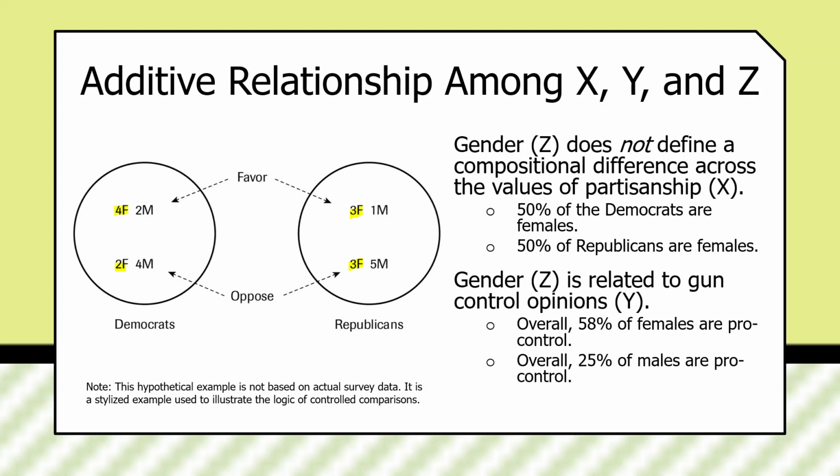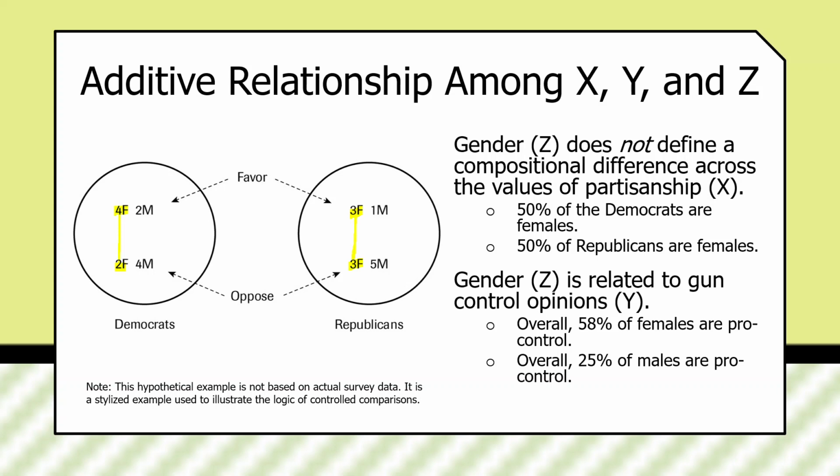Now, what else is going on here? If we look at the females, look at female Democrats. What percentage are in favor of gun control? Well, it looks like 4 of 6, which is about 67% in favor of control. Now let's look at the females on the Republican side, 3 of 6.